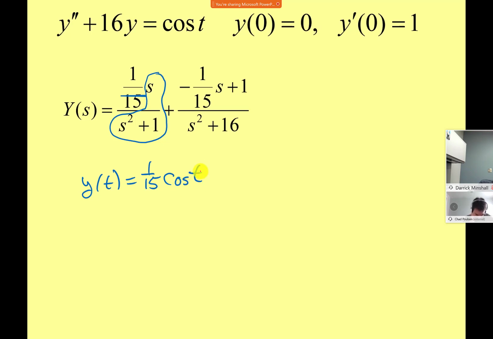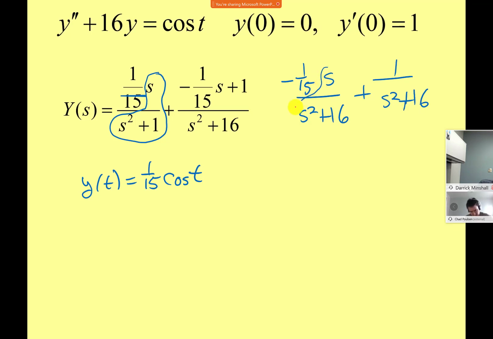Okay, now this one is the one I'm going to want to split up. So I'm going to have 1/15 s over s squared plus 16 plus 1 over s squared plus 16. So anytime you have two terms in the numerator, you're going to want to split them. And so this one, I can already see what it is. I've got a minus 1/15 out in front. And s over s squared plus 16 is going to come back also as a cosine, but this time it's going to be a 4t because this is b squared, 4 squared.